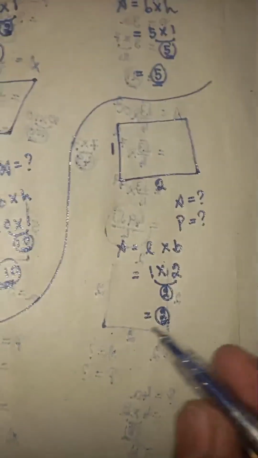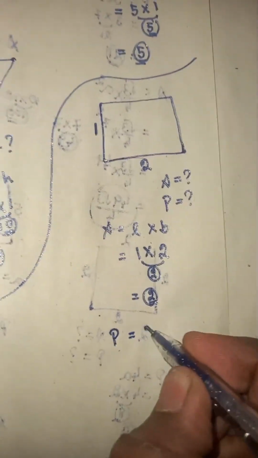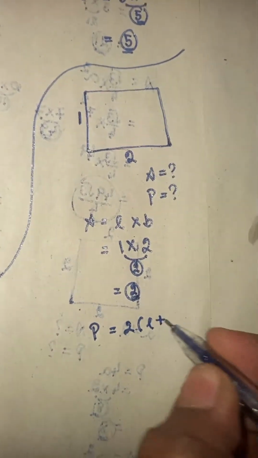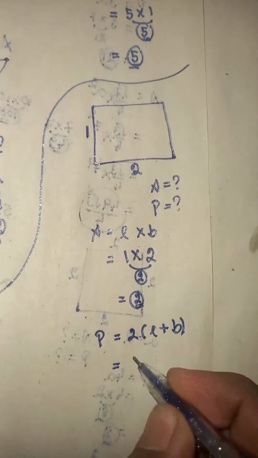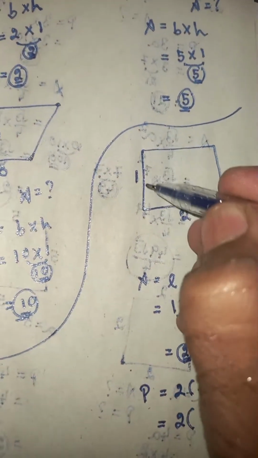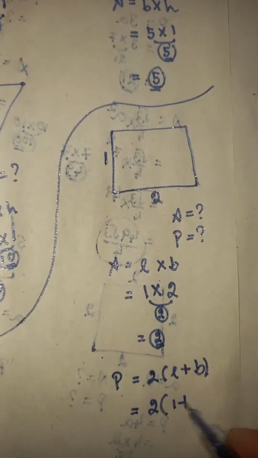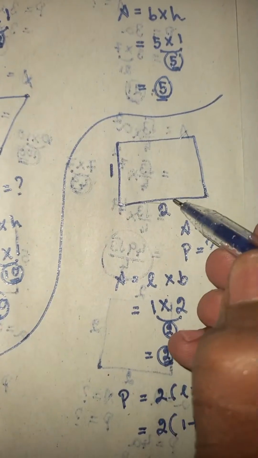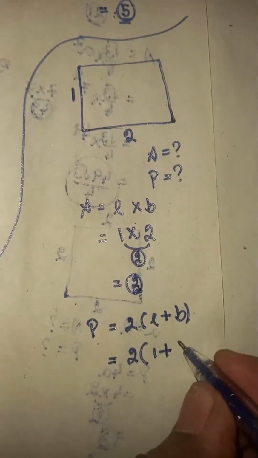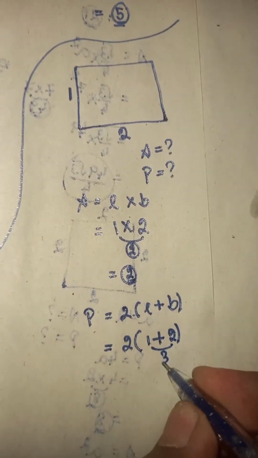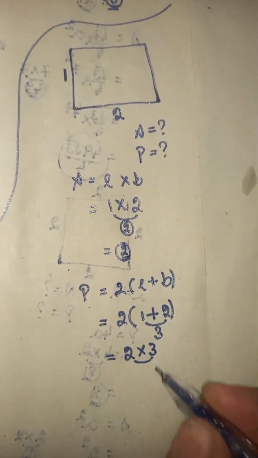Now you can find it out. Perimeter of the rectangle is 2 times (length plus breadth). That becomes 2 times (1 unit plus 2 units). 1 plus 2 is 3, so it becomes 2 times 3, and 2 times 3 is 6, so 6 units is the perimeter.